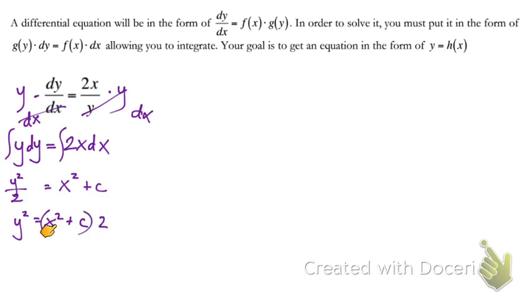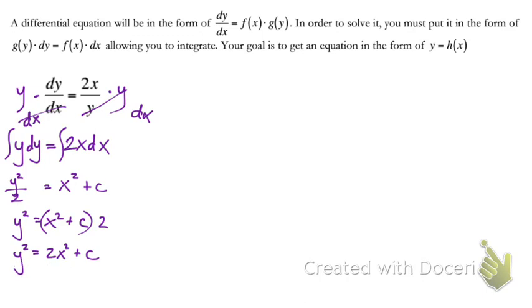Notice that if I distribute the 2, I get 2x squared. If I multiply 2 times c, however, 2 times c is still a constant, so I'm not going to actually change that one. I'm just going to keep it y squared equals 2x squared plus c, because a constant times 2 is still a constant. Maybe not the same constant, but still a constant.